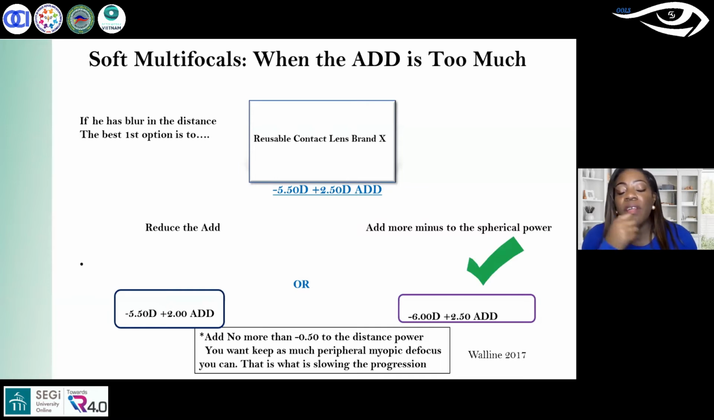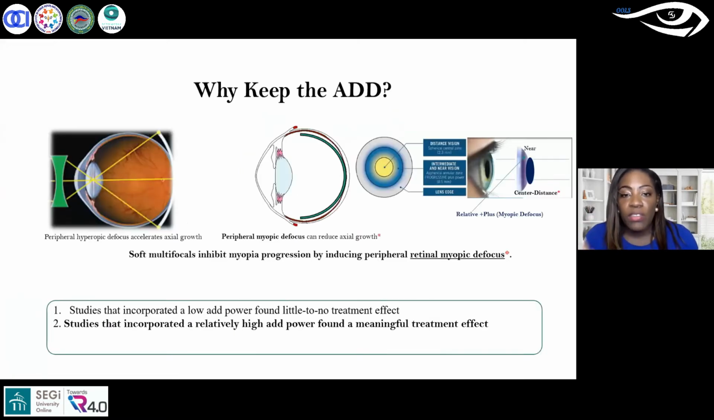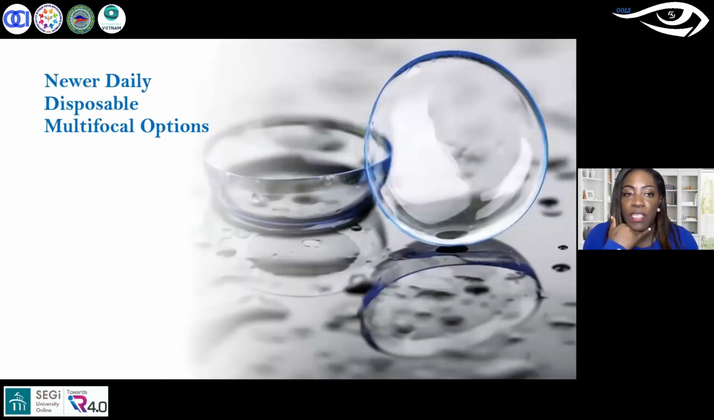And no more than a half diopter to the distance power, because you want to keep that peripheral myopic defocus as much as you can. So you want to try your best to keep the same add if you can. Remember, it is the add here that is causing that peripheral myopic defocus. So you want to keep the add. And again, the studies that looked at incorporating the high add are where they found a meaningful effect. So when we start taking away that add, we're not getting much efficacy, okay? But no more than a half diopter is what is recommended as far as the distance.